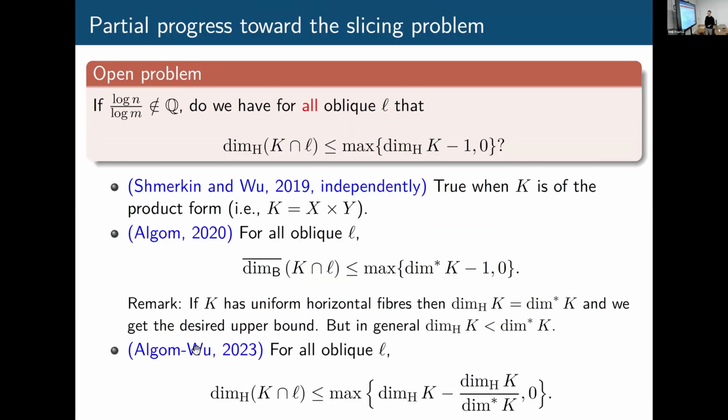But several years later, together with Meng Wu, they actually refined this result. They proved that every oblique slice of the carpet has Hausdorff dimension strictly less than this one. So this is the Hausdorff dimension of K minus a value which is at most 1. And this value can be obtained by taking this upper bound and multiplying by such a fraction, and you will get this. So this is a refinement of this one, but there is still some gap between this upper bound and the expected one.